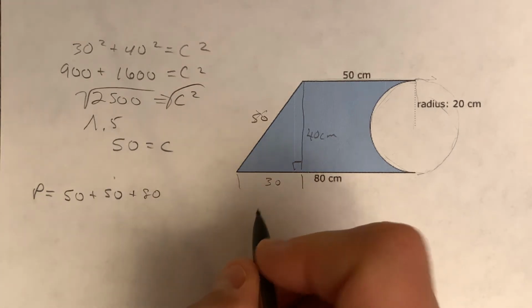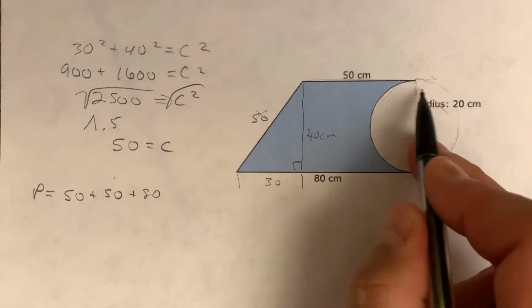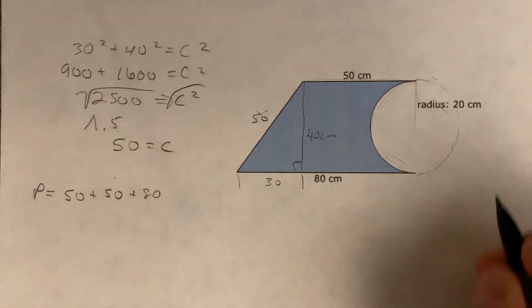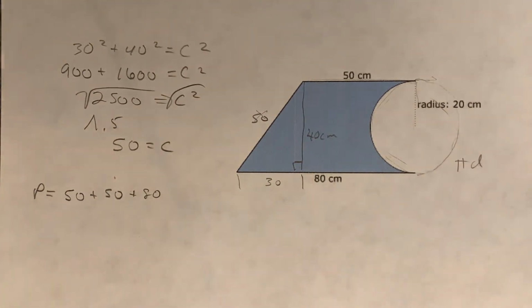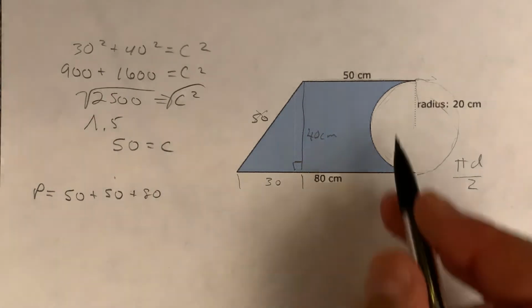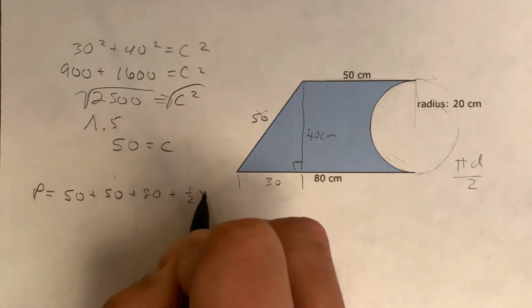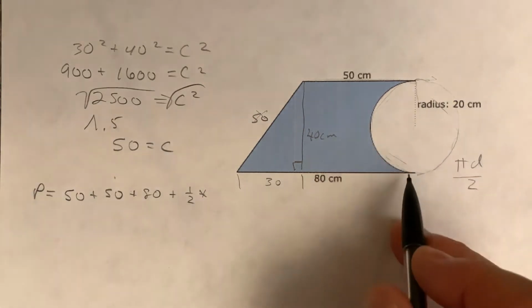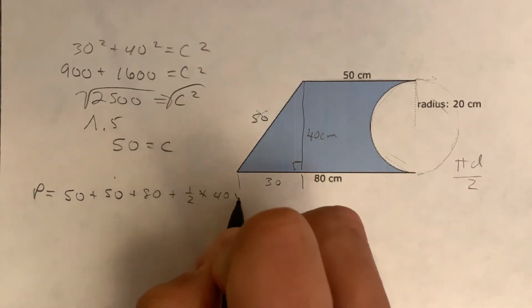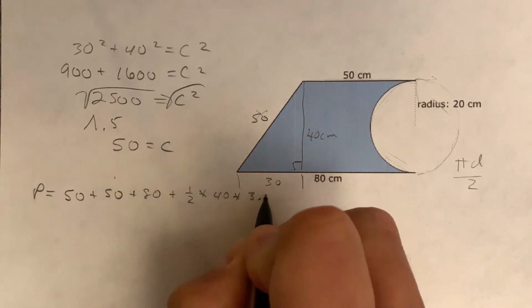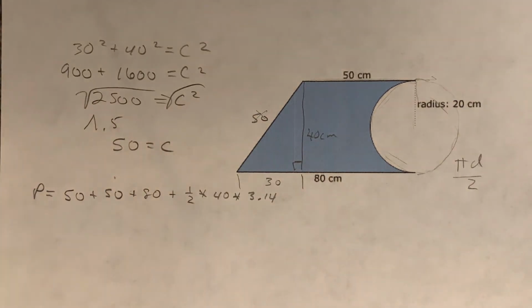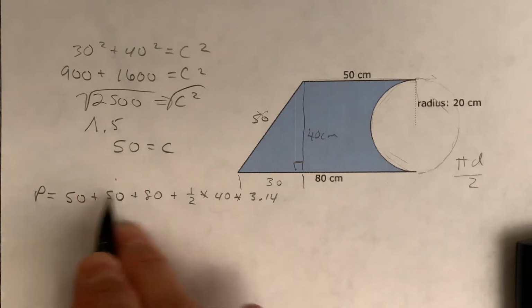Then for the tricky part, now we got to find this distance here. So this is going to be half the circumference. Remember, the circumference is pi times the diameter. But it's going to be half that because it's not the whole distance. It's only halfway around the circle. So we're going to say plus 1/2 times 40 times 3.14. So we can figure this part out pretty easily here. This is 180 right here.